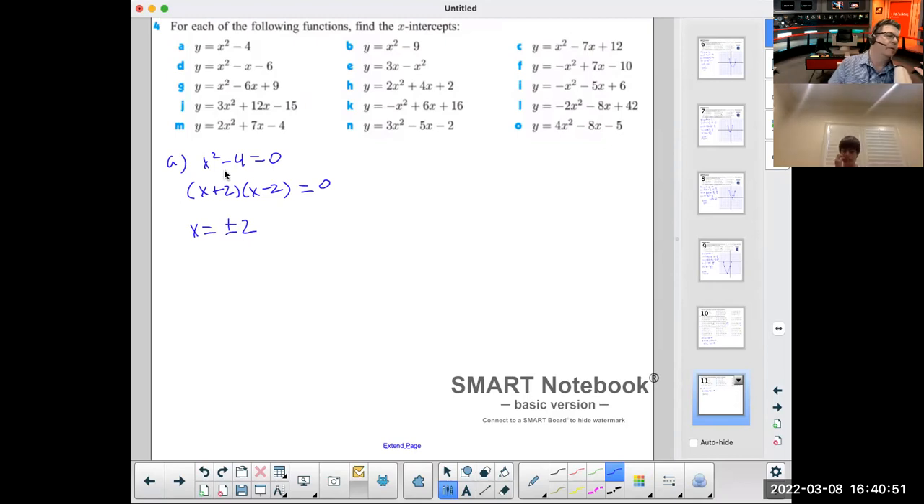Mhm. But is there an actual true answer? Could you test it to find the true correct one? Sure, plug it back in. Oh, that's true. They're both correct, aren't they? Mhm. Because -2 squared is a +4. So that'll do.